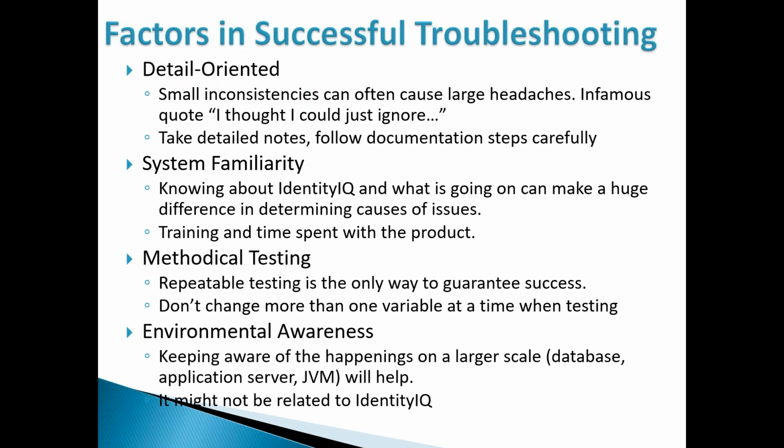So first is detail oriented, meaning a small inconsistency can often cause a large headache, right? So we know this famous quote, right? So I thought I could just ignore. So while writing code, if you see a small change, you need to do it. And if you say, no, I will do it later, then it might create trouble for you, right? So when you write, just write things in a proper way along with the comments. Okay. So if you write comments there, then anyone, not just you, but anyone can understand it and change it accordingly if you have made some mistake.